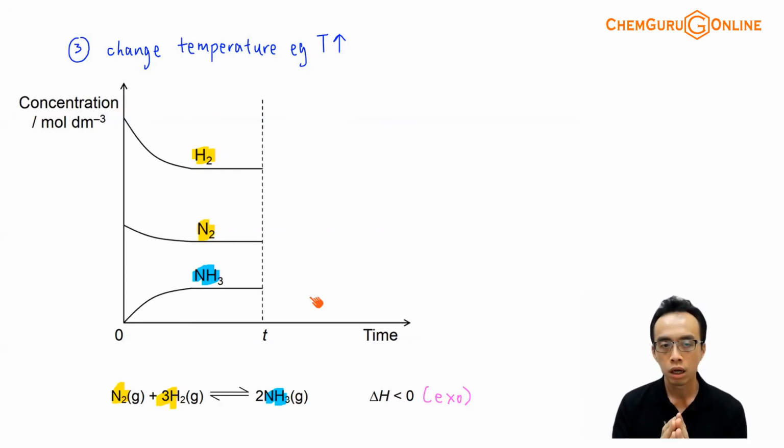Now what we want to consider is what happens at time t when you change the temperature. Now when you change the temperature at time t, let's say you increase the temperature, at time t there will not be any significant change in the concentration of your reactants and in the concentration of your product.